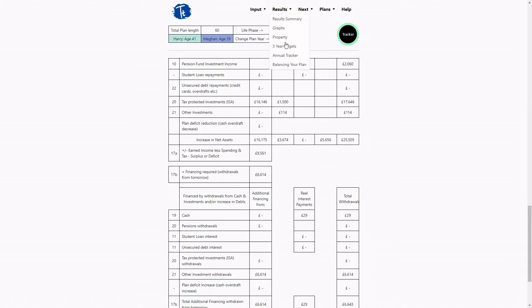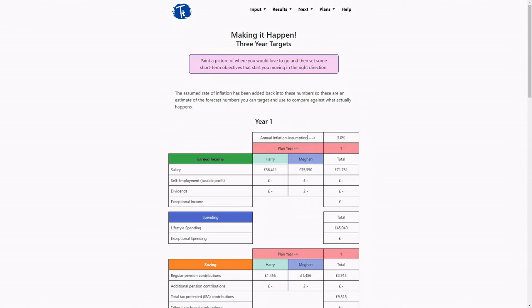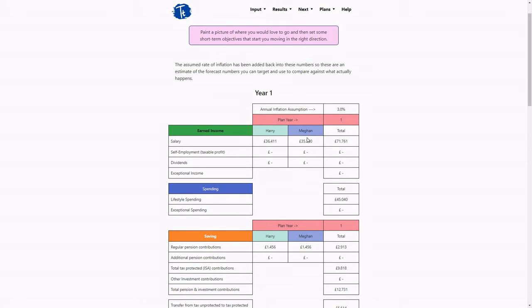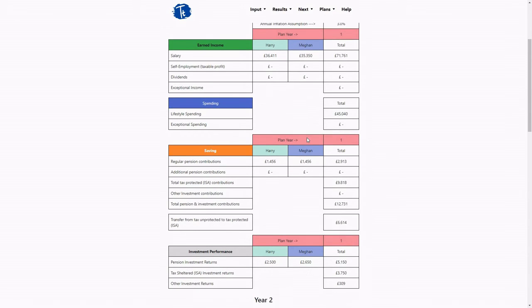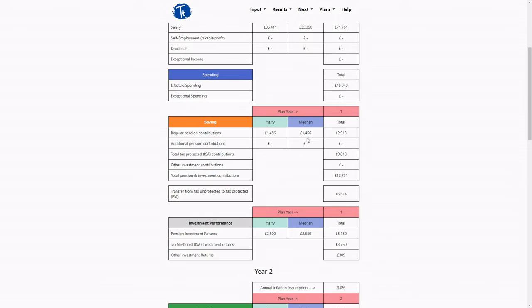The next result summary we look at are the 3-year targets. You might be thinking that it is all well and good building a plan to be 100, but what does it mean in the short term, and how do you get moving in the right direction? This is the only time in your plan when inflation is allowed back into the numbers so that you can target an approximation of the actual numbers you need to see if you are going to follow your plan for the first 3 years. You can see that there are targets for the different types of income, spending, saving to ISAs, pensions and other investments, and finally your investment returns, or the amounts that you should be seeing your investments increase by as a result of where and how they are invested.